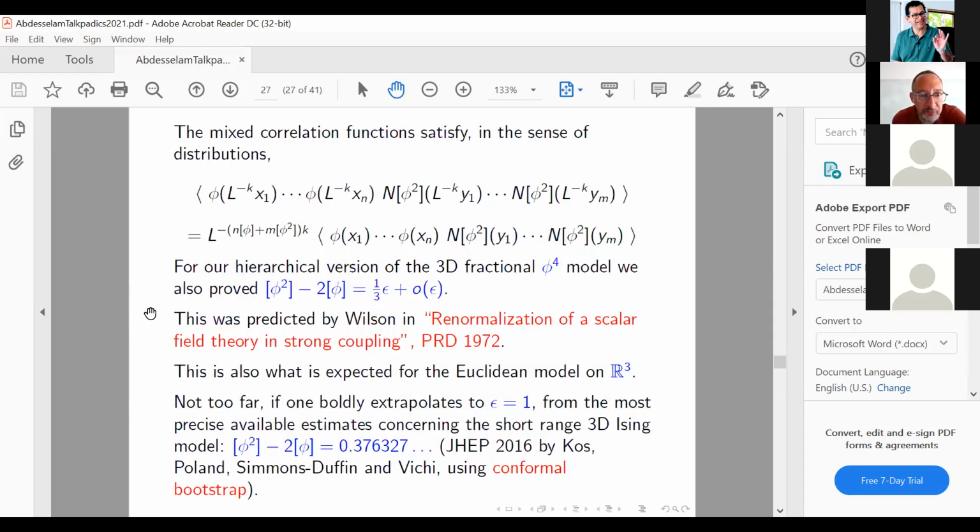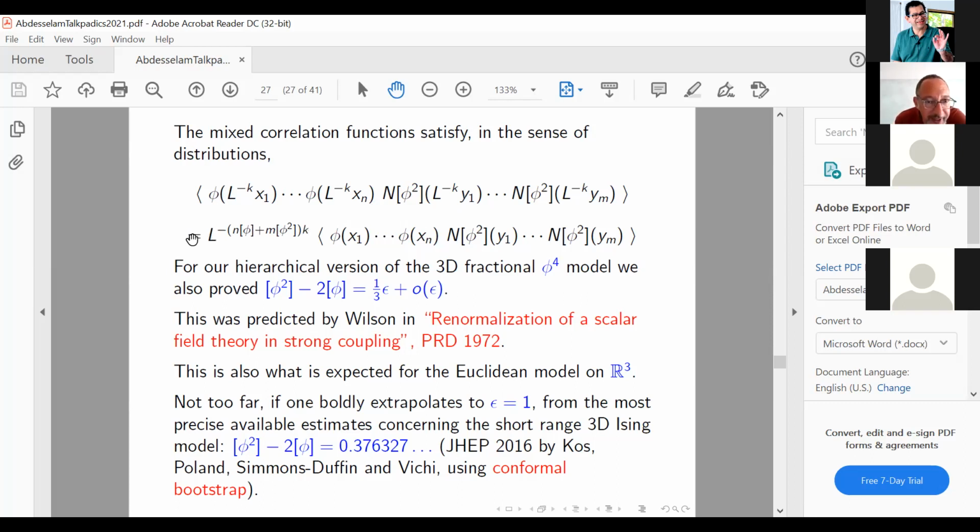What does that mean for a physicist? If you look at mixed correlations, which we constructed rigorously, where you have the phi and the square at different locations y1 through yn, and you rescale by multiplying by L to the minus k, so if k is positive this is like a positive power of p, you're becoming smaller, and so it should blow up. Sorry, what am I saying?